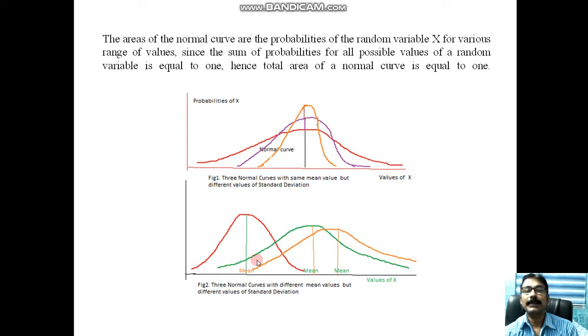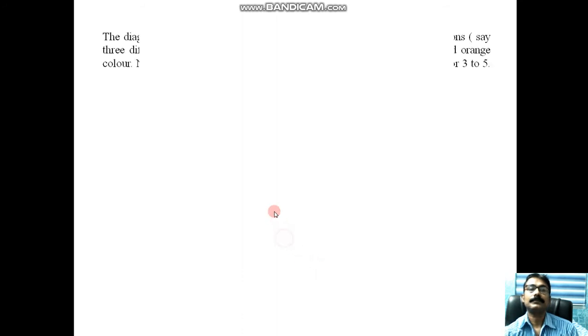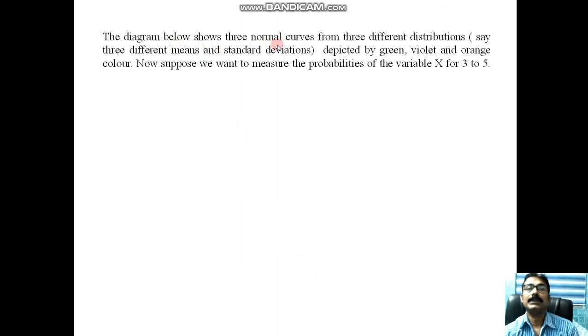Similarly, the lower panel shows three different normal curves, that means three different normal distributions, but the means are different, and side by side their standard deviations are also different. Though they look bell-shaped and symmetrical, they differ with the differences of mean and standard deviation. Now the diagram below shows three normal curves from three different distributions, with three different means and standard deviations, depicted by green, violet and orange color.